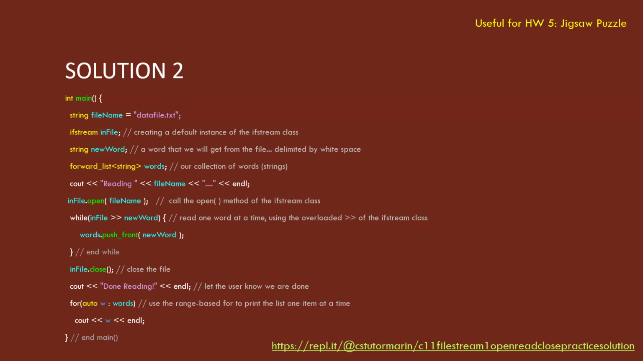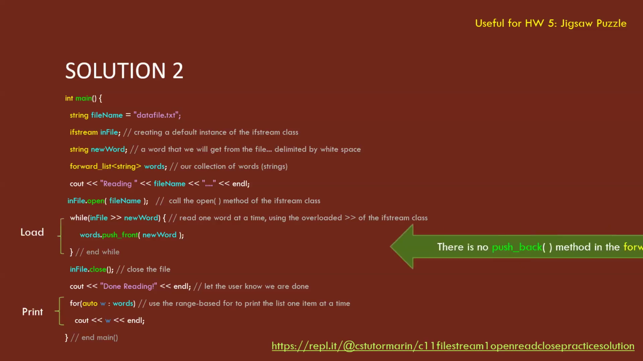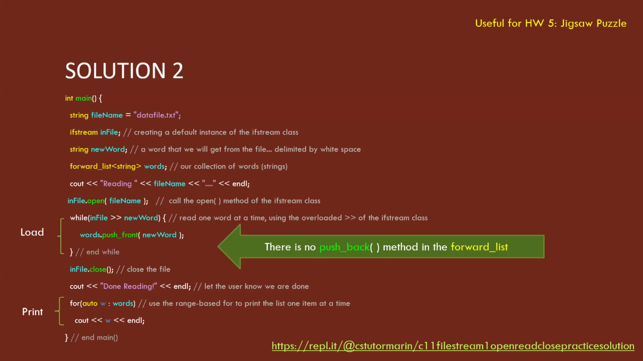So the really cool thing about this range-based for loop is it works for every container. Your brain just goes, I don't even need to think about whether I'm using a vector, a string, whatever. It's just use that for auto w colon words thing, right? And we're good to go, okay? So that's a quick review on file reading, okay?